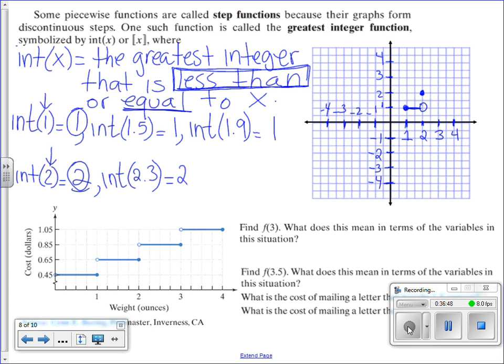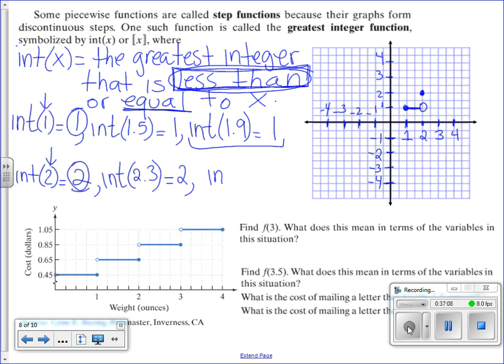Yes, it will be 2. And I gave you the example of 1.9 because I know that 1.9 is closer to 2, but we don't care about that. We care about closer but to the left. And that's where the less than comes in, that part of the definition. So now for 2.3 we get 2.